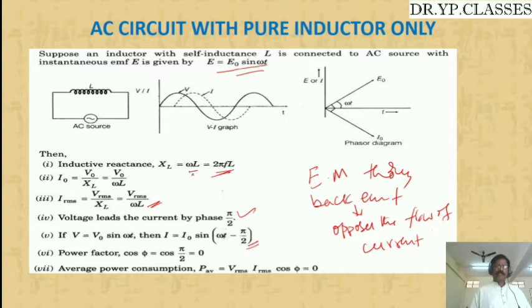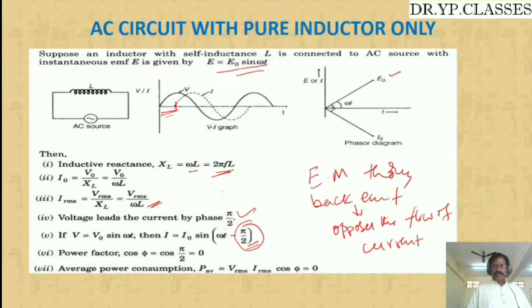There is a phase difference between the current and voltage. Current always lags behind the voltage by a phase angle of pi by 2, or voltage leads the current by a phase angle of pi by 2. You can see here in the graph, there is a phase difference of pi by 2. Voltage is here, current is here. This is T by 2 and this is T by 4, that is pi by 2. This graph also, this is the vector diagram. In the phasor diagram, E naught is here and I naught is here.